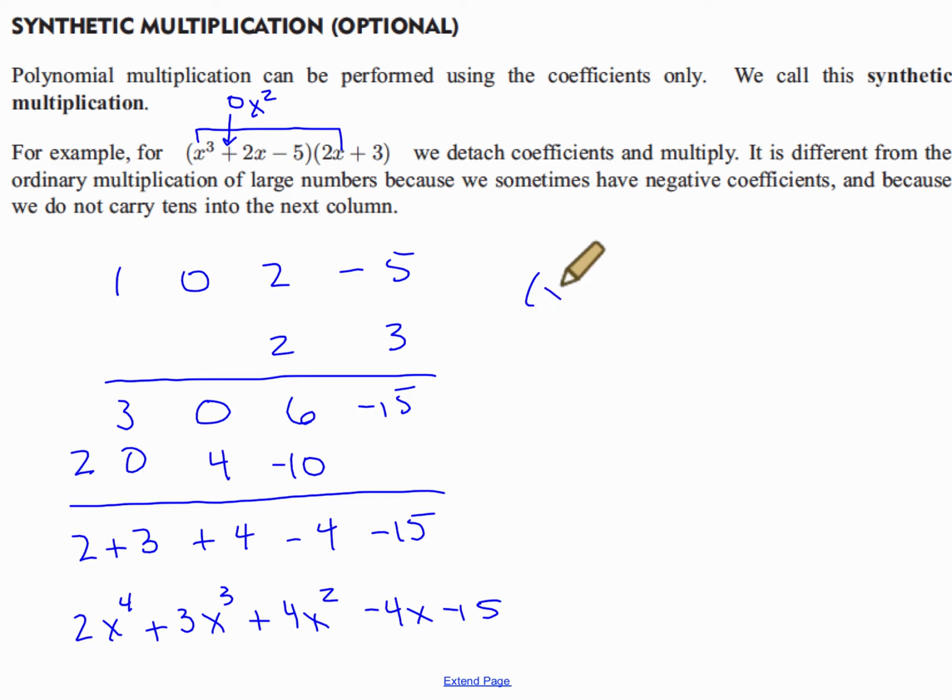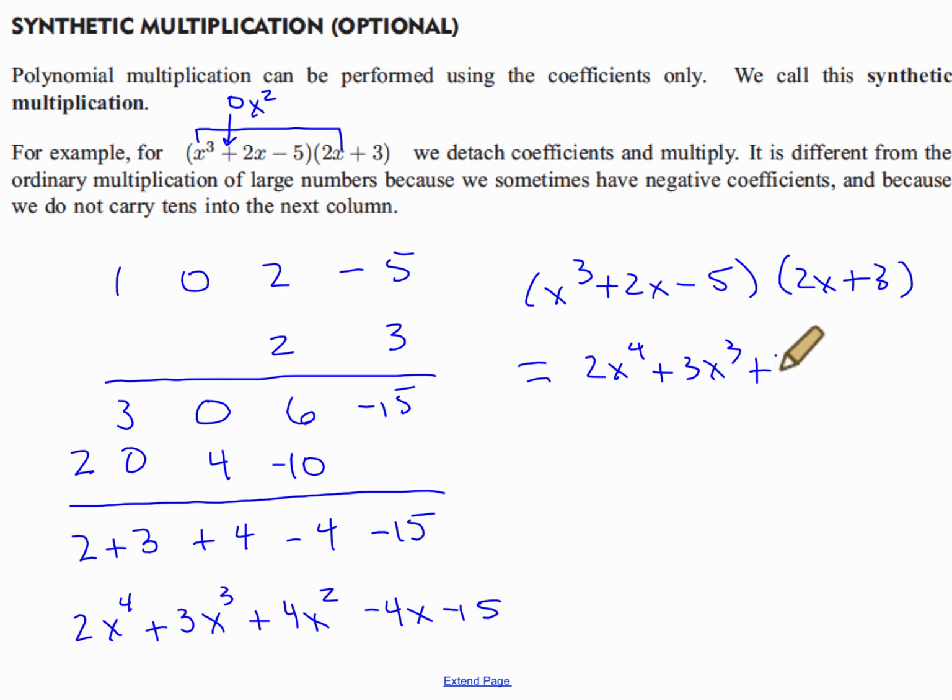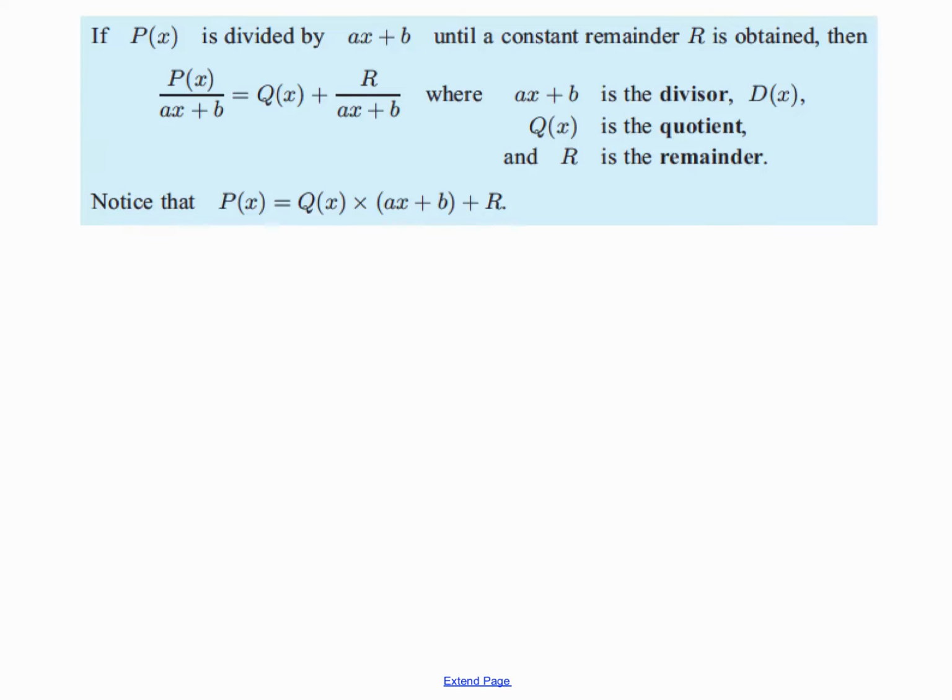So x cubed plus 2x minus 5, let's fix that plus, times 2x plus 3 is equal to 2x to the 4th plus 3x cubed plus 4x squared minus 4x minus 15. Don't believe me? Do it the long way.